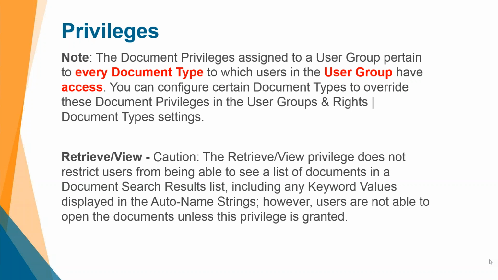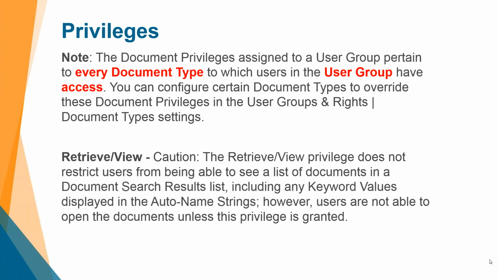So what does that mean? That means, for example, if you apply the print privilege to one of these user groups, for all of the document types that a user has access to, even from their other user groups, they'll be able to print. And you have to use override privileges to remove the print privilege if you don't want them to be able to print certain document types. Right.